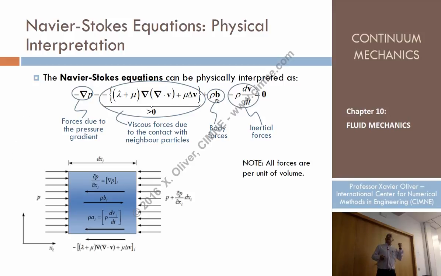So there is a driving force, which is the body forces, which is opposed by all these forces: the pressure gradient forces, which work in opposition to them, the viscous forces, which are in opposition to them, and the inertial forces. Okay?